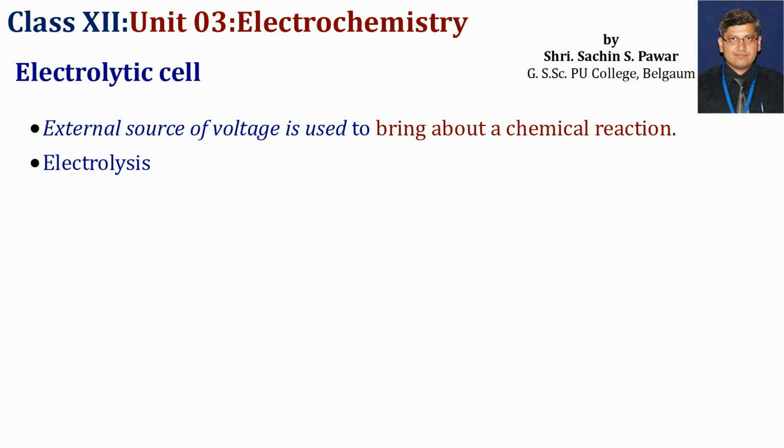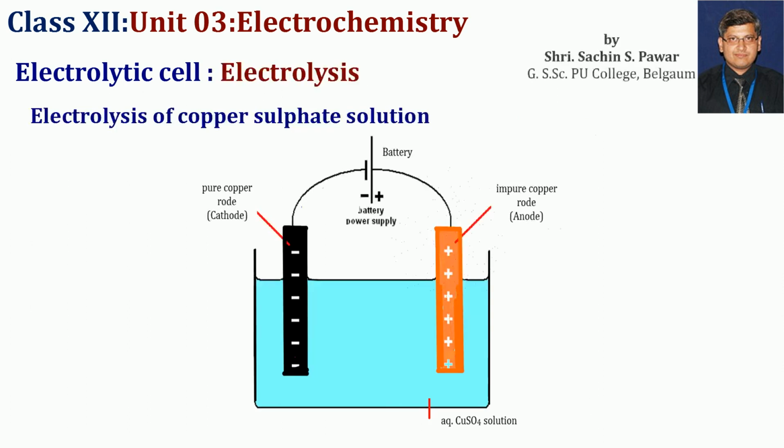Let us understand this electrolysis with an example. For this, let us consider electrolysis of copper sulfate solution. As you can see on your screen, I have taken a beaker in which crystals of copper sulfate are dissolved in water to prepare a blue colored copper sulfate solution. Then two rods of copper are dipped into it as shown. Here the orange colored rod is made of impure copper while the black colored rod is made of pure copper. Externally, the orange rod is connected to the positive terminal of the battery and the pure copper rod is connected to the negative terminal of the battery.